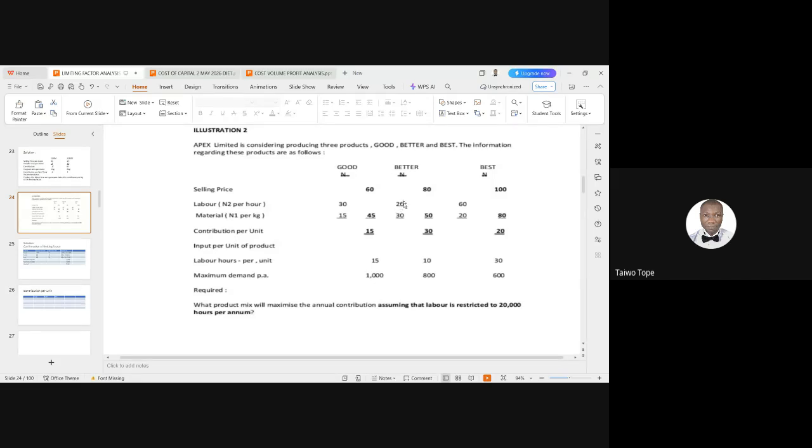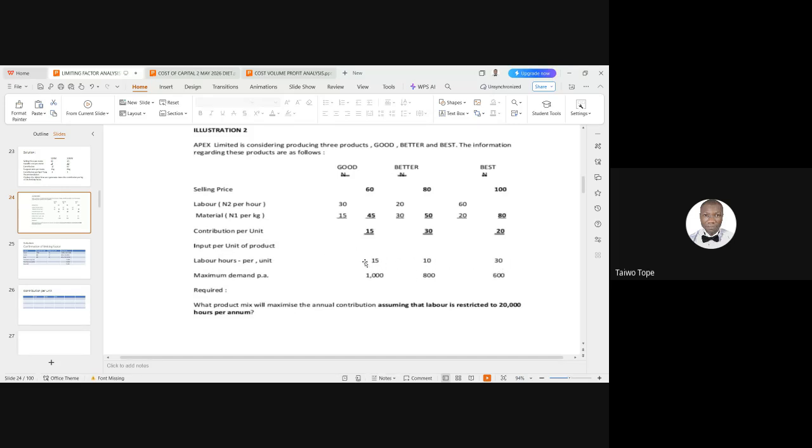Now, for Better, overall you incur 20 naira. How many hours do you use to produce 1 unit of Better? It will be 20 divided by 2 naira per hour. You get 10. For Best, how many hours do you use? You incur labor rates of 60 naira overall, but for 1 hour you incur 2 naira. So how many hours do you use? It will be 60 divided by 2. You have 30.